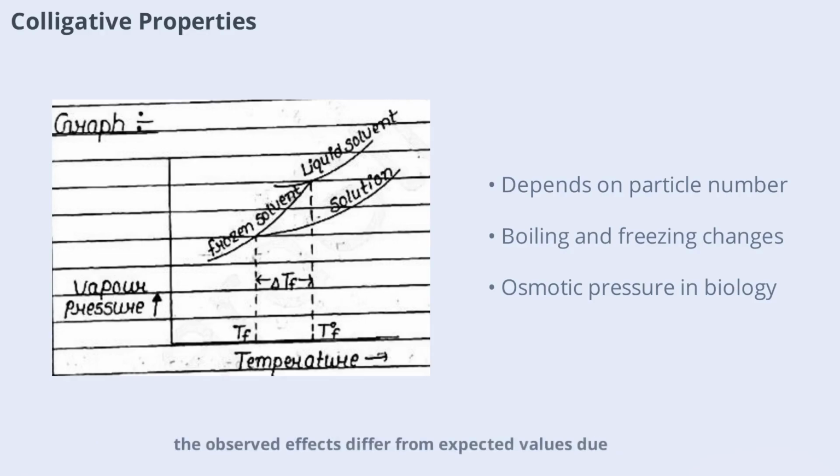Sometimes the observed effects differ from expected values due to phenomena like association or dissociation of solute particles, leading to abnormal molar masses. The van't Hoff factor helps account for these differences, ensuring accurate calculations in real-world scenarios.